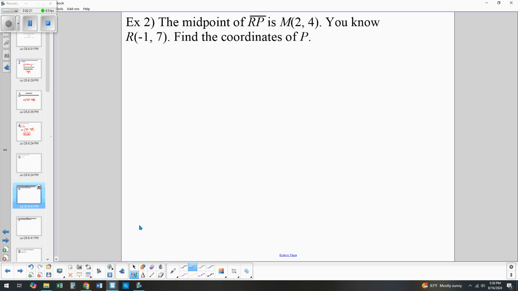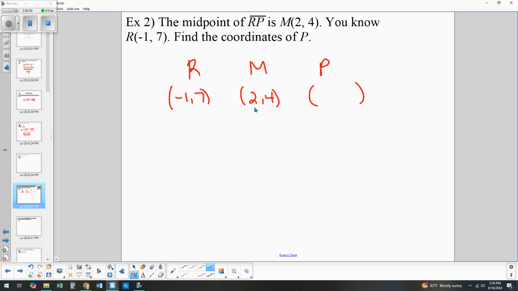The midpoint of segment RP is M, 2, 4. You know that R is -1, 7. Find the coordinates of P. So we can do this algebraically, but I actually find it's easier to look at it if I put the R and P at the two ends and M in the middle, because M has to be the midpoint. And I'm going to list the things I know. I know R is -1, 7. I know M is 2, 4. But I don't know what P is.